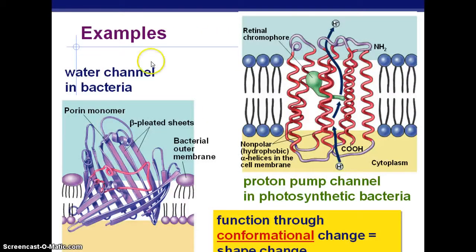Some examples here, we've got an aquaporin, which allows water channels to allow water to go into and out of cells. And here we've got a proton pump, which we'll talk more about when we study photosynthesis and cellular respiration.